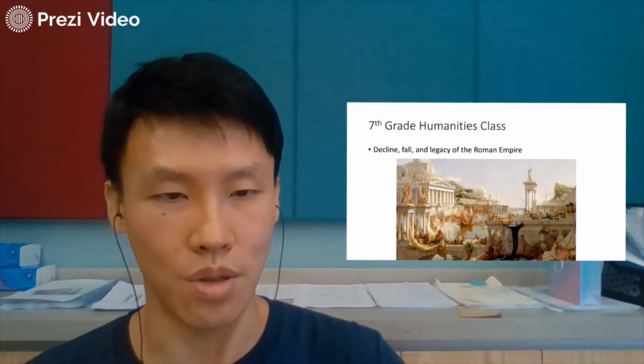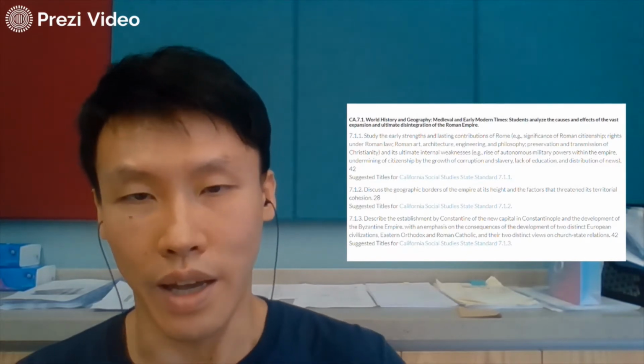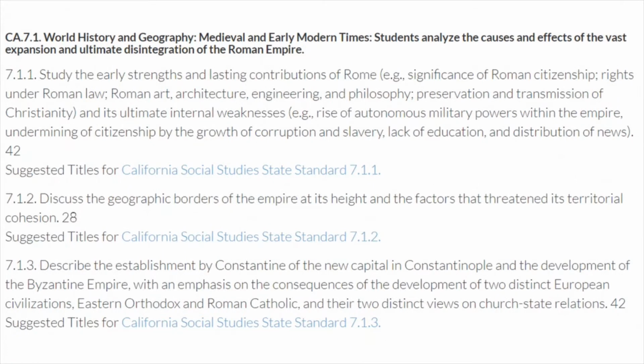The standards that I'll be using come from the California State Common Core standards, and the specific standard is CA 7.1, which is that students analyze the causes and effects of the vast expansion and ultimate disintegration of the Roman Empire. So there are three substandards. The first is to study the early strengths and lasting contributions of Rome, and also what were its weaknesses, internal and external, that led to its eventual collapse.